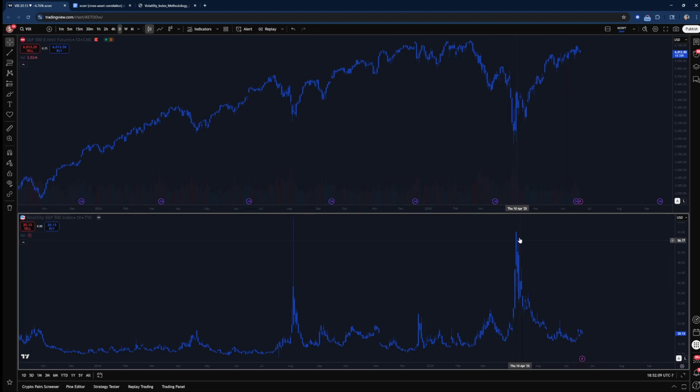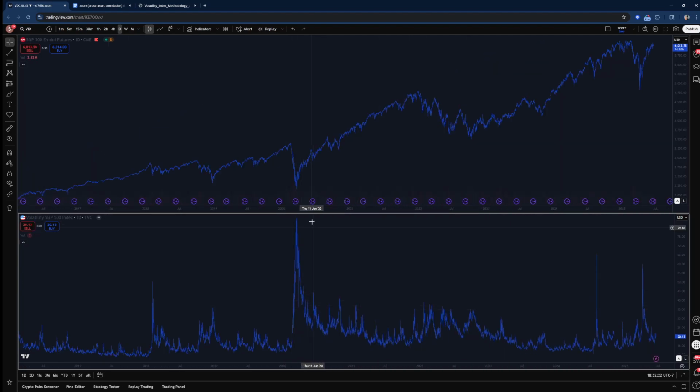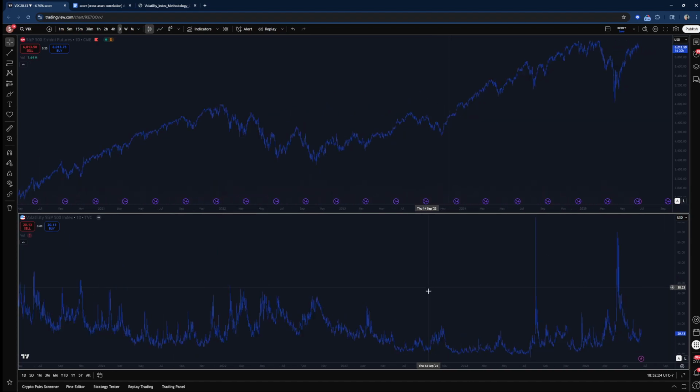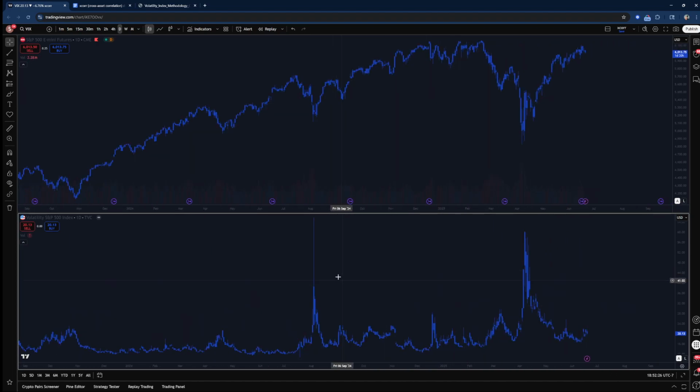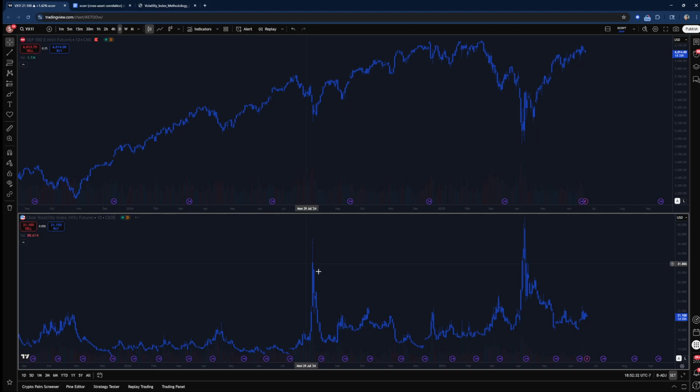Like on Liberation Day, it opened up at 60. On the yen carry trade blowout, it went up to 60 or something. COVID, it went up to 100 or whatever. Anyway, so that's that. Then you have VX1, and this is less.